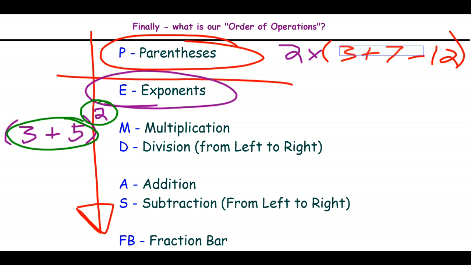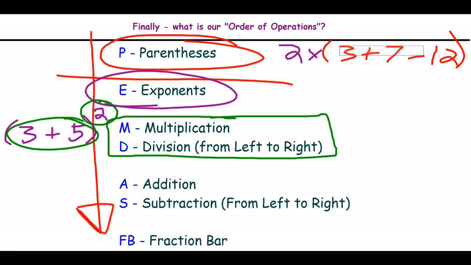and then the exponent. Now I've left multiplication and division together because you don't do all the multiplication and then all the division from left to right. You start from left to right and do each multiplication and division step in order from left to right.